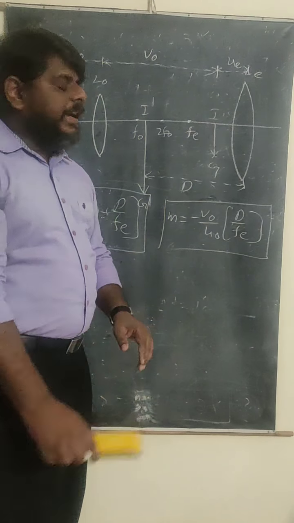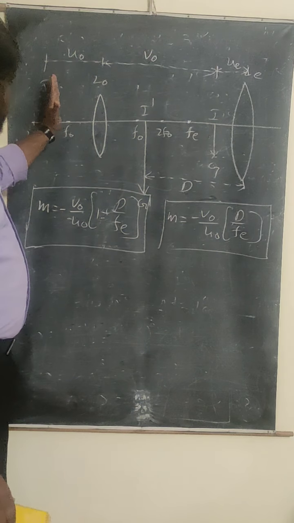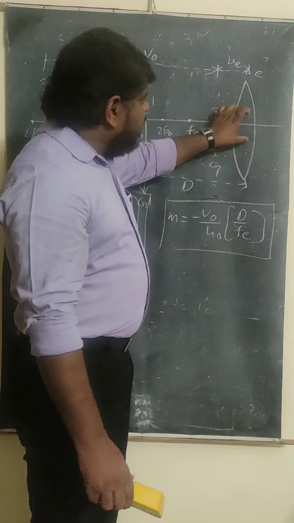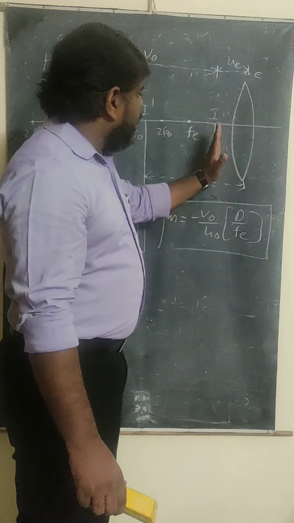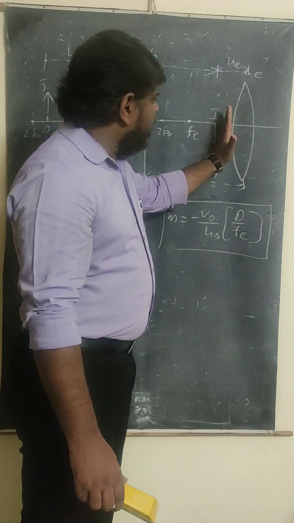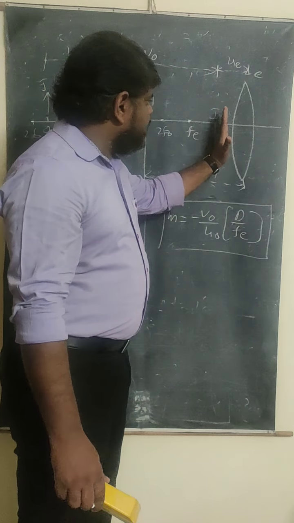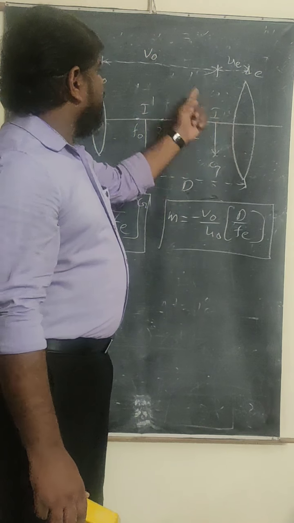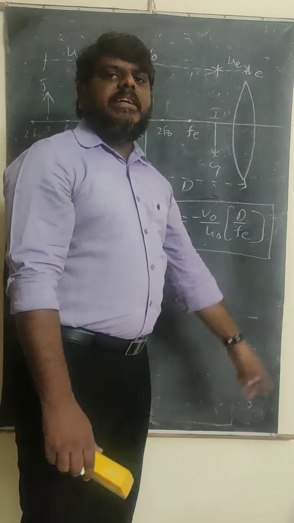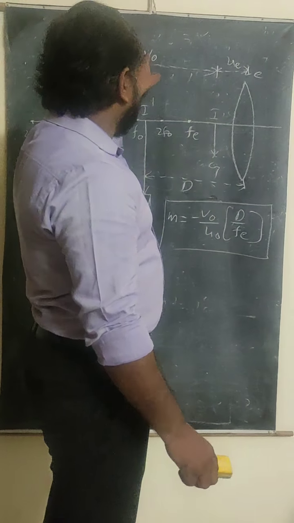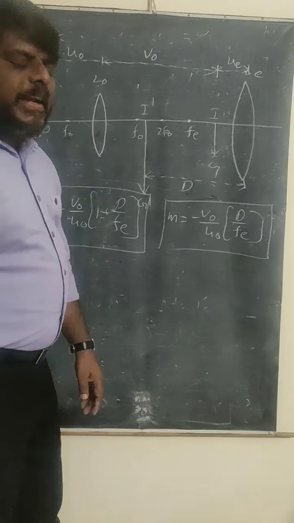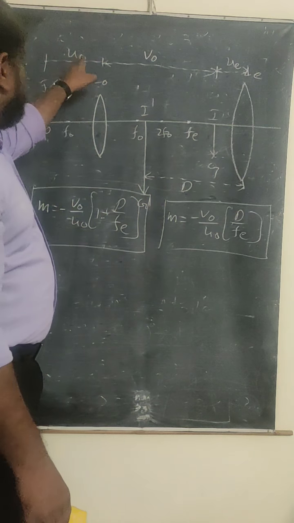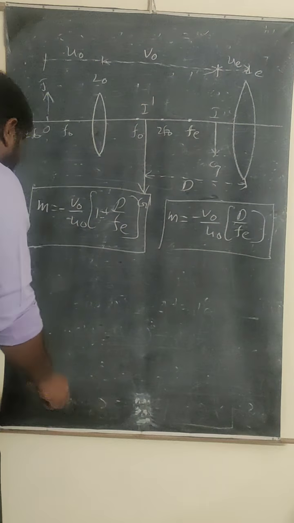Listen to the conditions once again. If this object is placed very near to the principal focus, U0 will become F0. If the eye lens focal length is very small, then this image is going very near to the lens. When this image is very near to the lens, whatever V0 is can be considered as the distance between the two lenses. That means V0 equals L. So what changes are you making? V0 you take as L, and U0 you take as F0. Then what about the magnification formula?